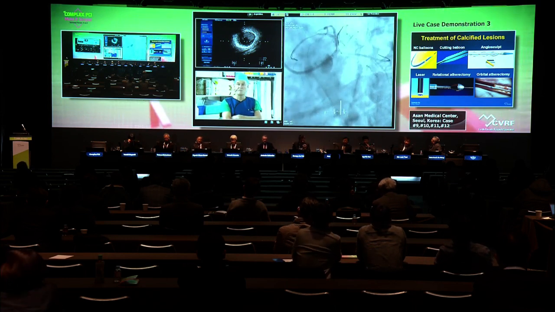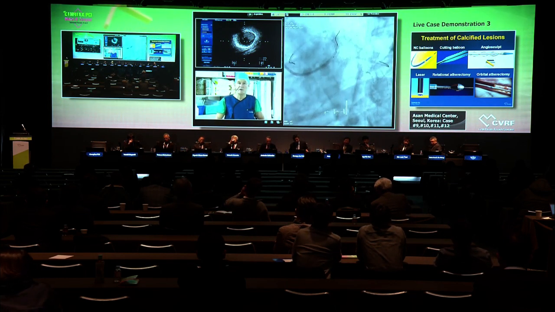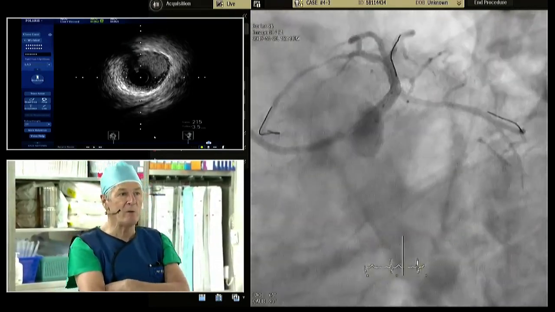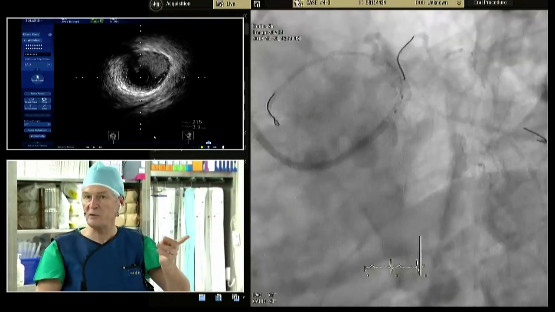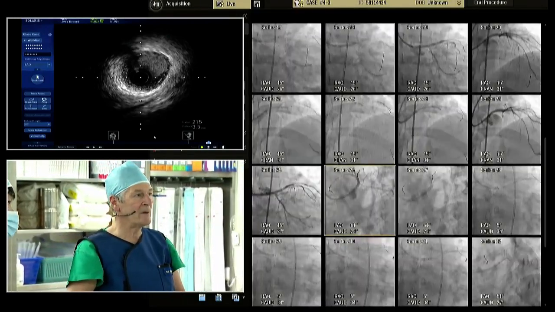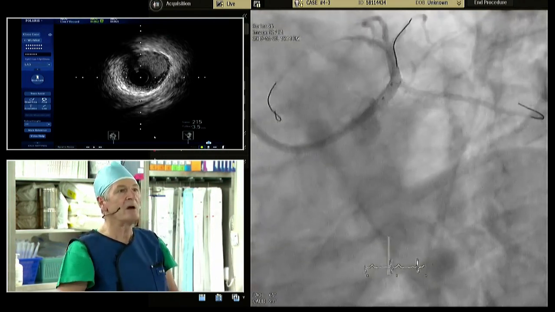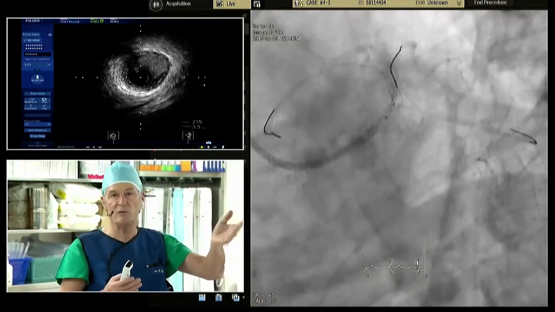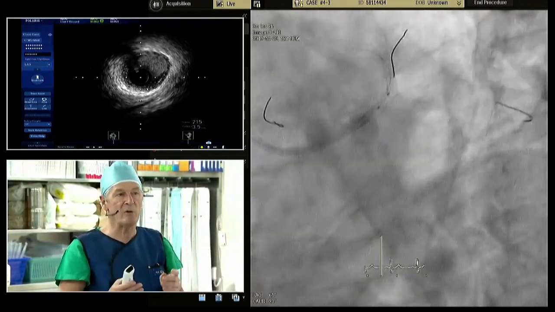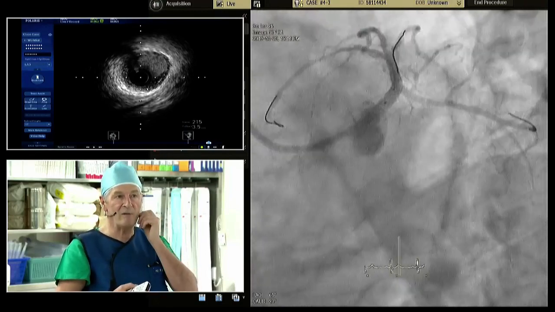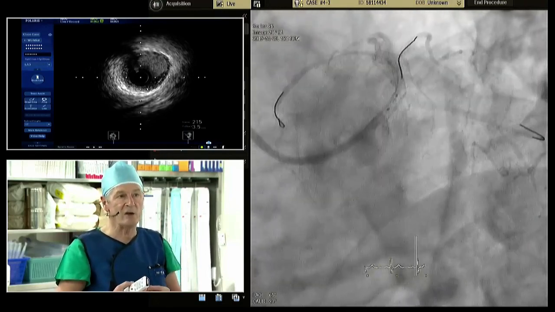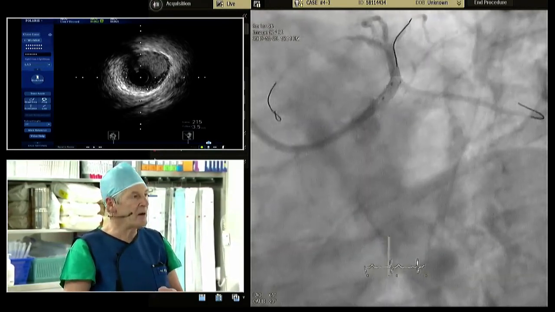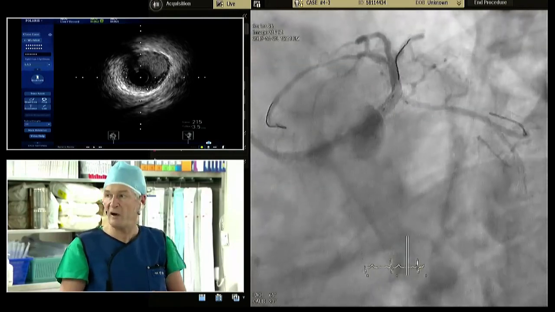Okay, Thierry, we are with you. Yes, Antonio, thank you. So we have finished the case. You remember, we'll do the angio first. You remember that we deployed the stent from the LAD to the left main, protecting the two diagonal branches, doing POT. Then we did a kissing between LAD and second diagonal, and we opened the strut toward the first diagonal.